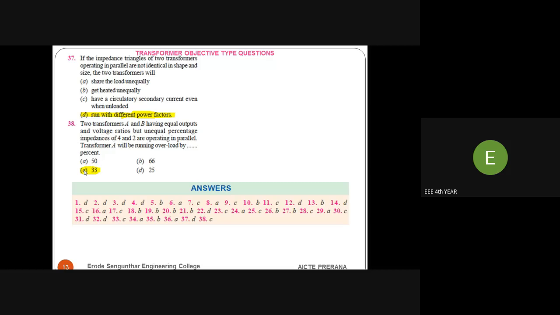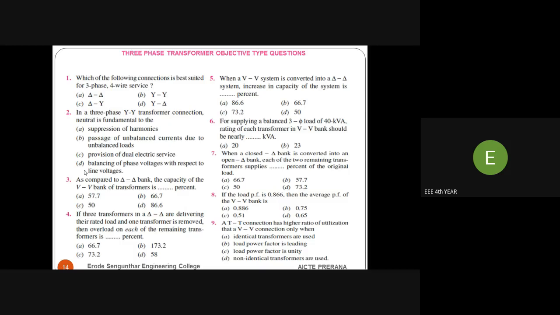In this class we have discussed various multiple choice questions about electrical machines, on the topics of DC motors and single-phase transformers. In the next class we will discuss three-phase transformer objective type questions.